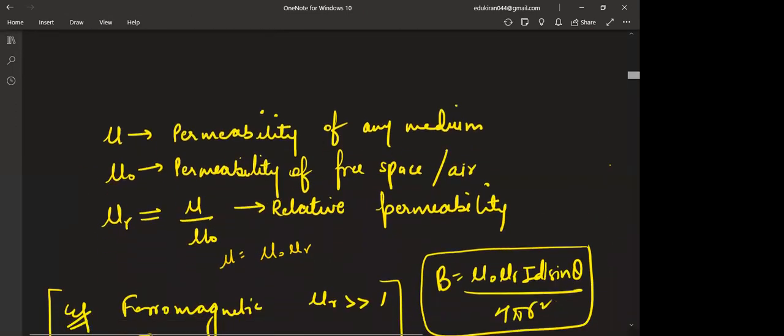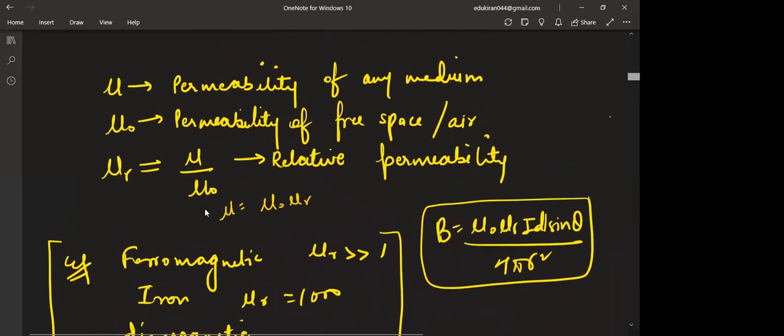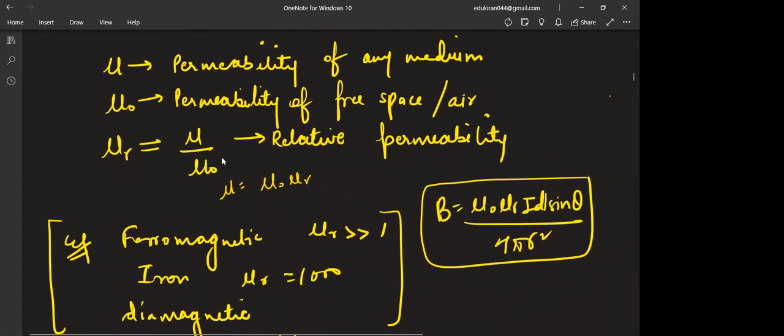Direction, I'll tell you. First, note down this part. Do not write this example. Just write this relative permeability part and this formula. That's it. Do not write this part.